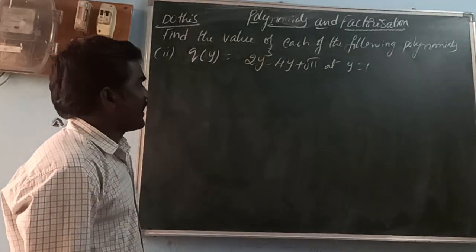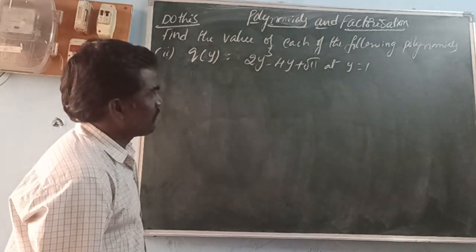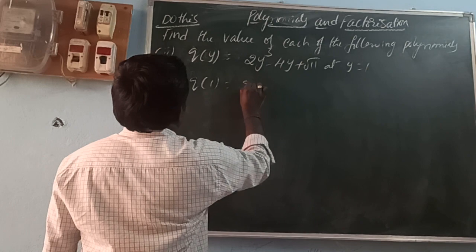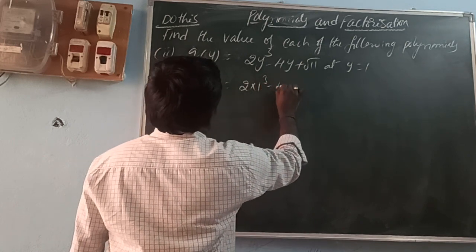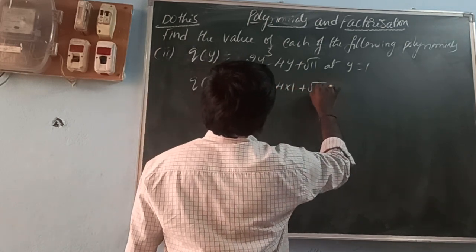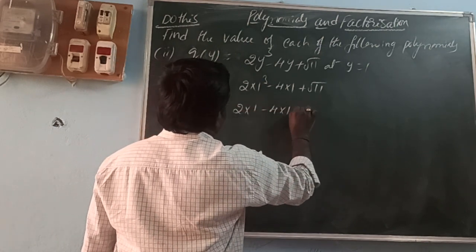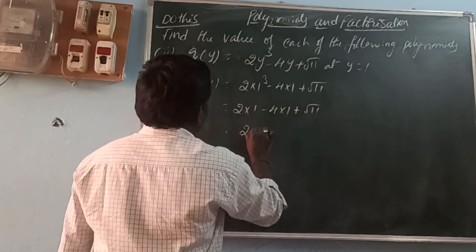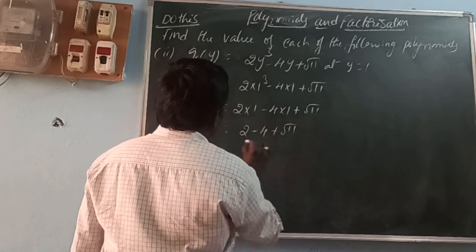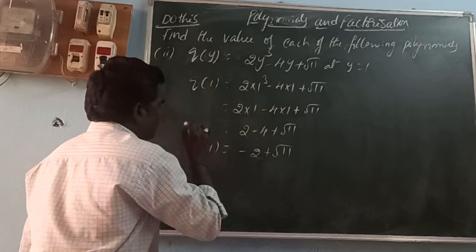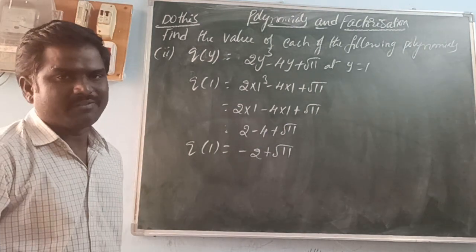Next, q of y is equal to 2y cube minus 4y plus root 11 at y is equal to 1. So q of 1 is equal to 2 into 1 cube minus 4 into 1 plus root 11. So 2 into 1 minus 4 into 1 plus root 11. So 2 minus 4 plus root 11, 2 minus 4 is minus 2, plus root 11. So q of 1 is equal to minus 2 plus root 11.